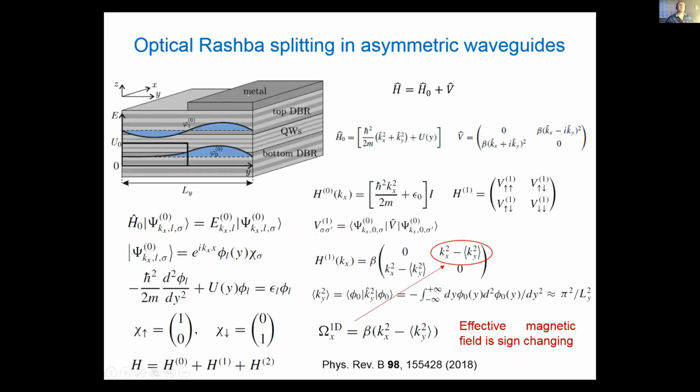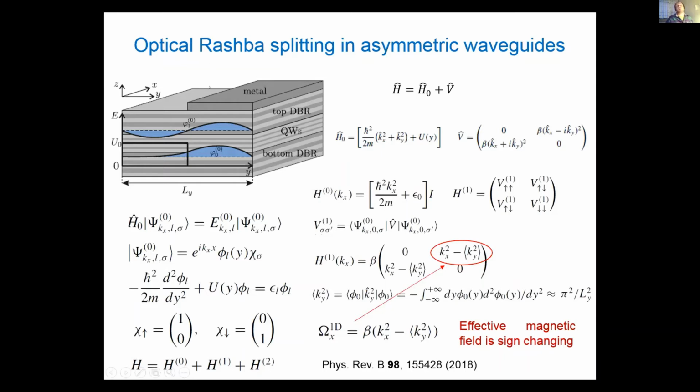So the geometry which I am going to consider is shown here. We have a one-dimensional polariton waveguide. Polaritons are moving along the x-axis. They are confined along the y-axis, and the nature of the confinement along the y-axis is asymmetric. So this asymmetry is important, and this asymmetry, as I will show, is responsible for the effect that I am going to demonstrate.